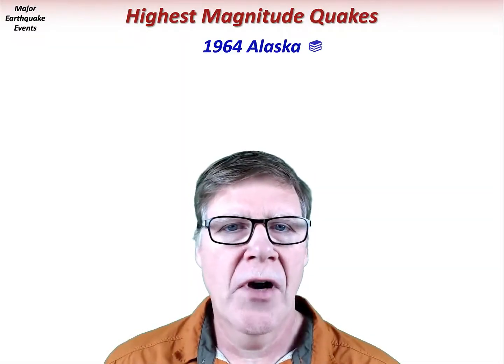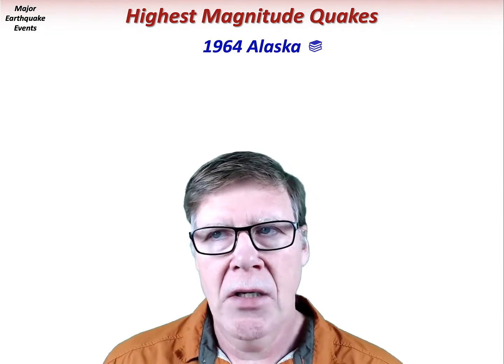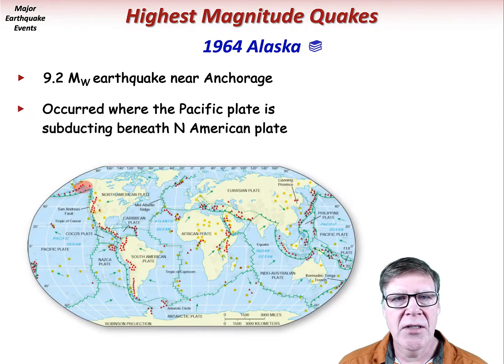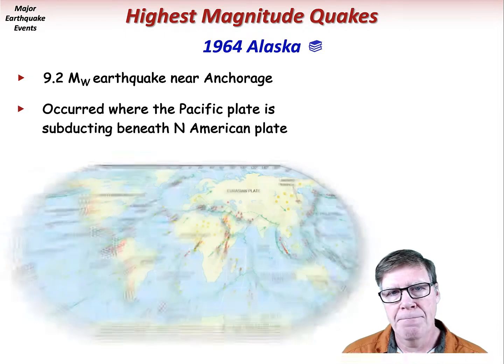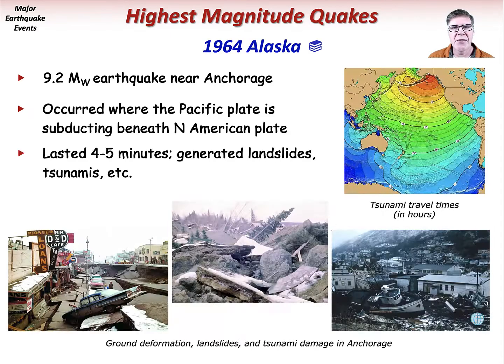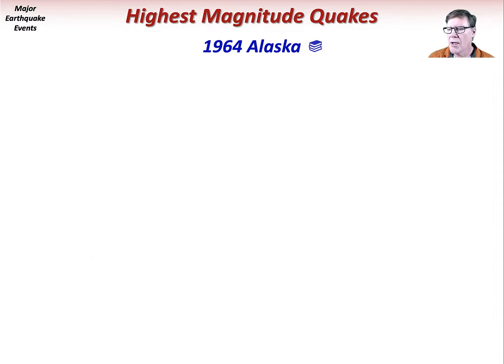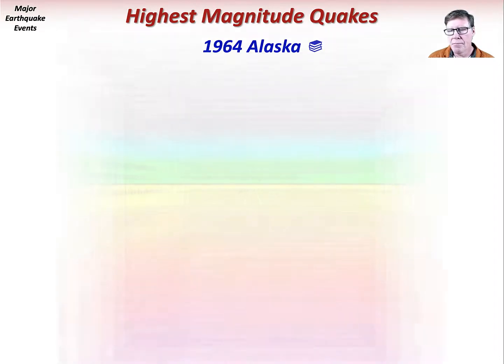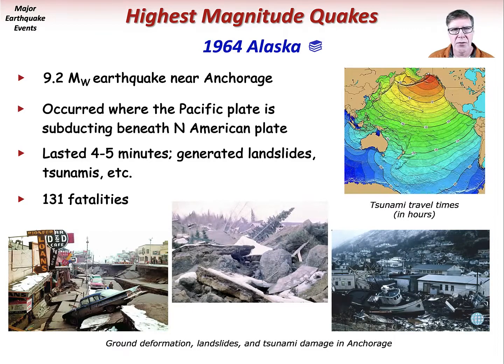The 1964 Good Friday earthquake, or Great Alaskan Earthquake, was a 9.2 magnitude subduction zone earthquake near Anchorage, Alaska. This earthquake occurred where the Pacific Oceanic Plate is subducting beneath the continental portion of the North American Plate. The main shock lasted 4 to 5 minutes, and as with the 1960 Chile earthquake, generated a number of significant geologic hazards. These included ground deformation, large landslides, and tsunamis that traveled across the Pacific Ocean basin. This quake was an 11 on the modified Mercalli intensity scale, which is considered extreme. There were 131 fatalities in this earthquake event.